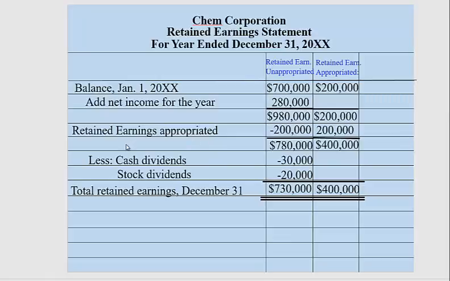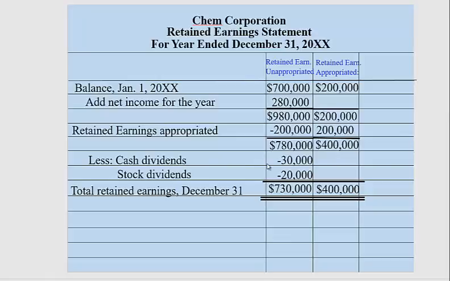Next, we'll see that there were some appropriations made. So it shows where the appropriation was removed from regular retained earnings and placed in the retained earnings appropriated account. So after that move, we've rebalanced to get a new balance in the unappropriated account and the appropriated account.